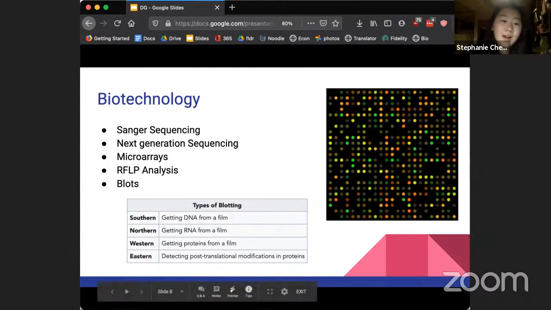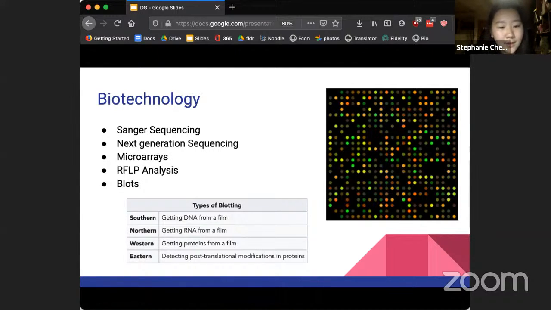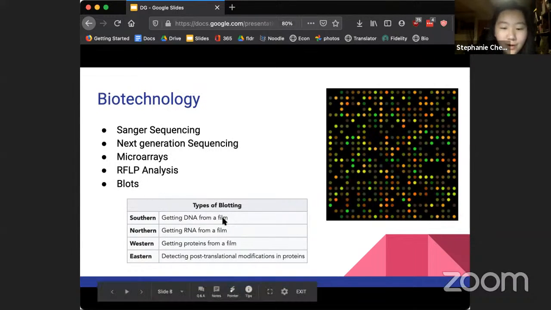And lastly, we have blots, which are used for identifying specific molecules such as DNA, RNA, proteins, or anything in between in a mixture. They extract the DNA, RNA, or proteins and separate them through gel electrophoresis. Then the RNA goes through a membrane and is detected using specialized probes. This chart below shows the four different types of blotting.